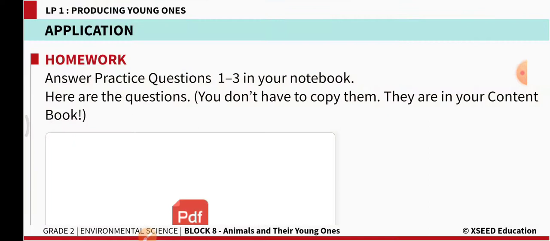Right, students? And that's all for today. Read the lesson 2 times, underline the important words, complete your questions in the workbook and practice questions from the content book. That's all for now.